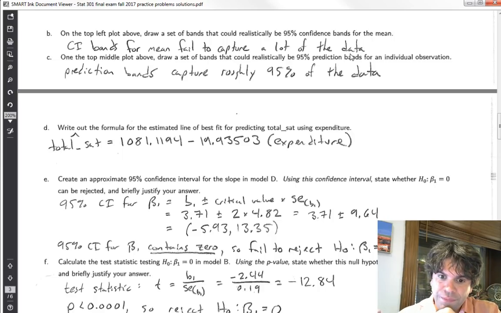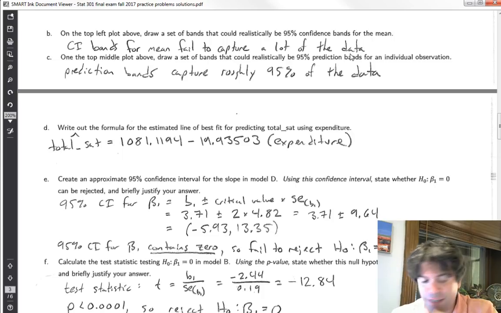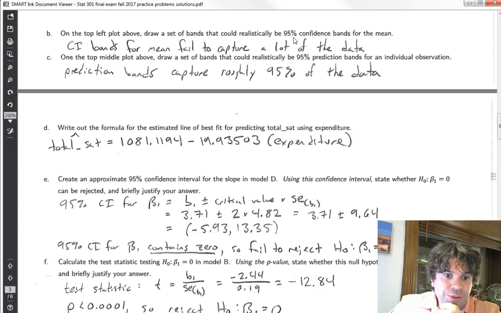So, if we want to make an interval, we want to distinguish between 2 kinds of intervals. One is supposed to capture the population line, and the other one, this 95% prediction band, is supposed to capture 95% of the raw data itself. If you're making an interval that's supposed to capture most of the raw data, it's going to have to be a lot wider than an interval that's just supposed to capture the population value.